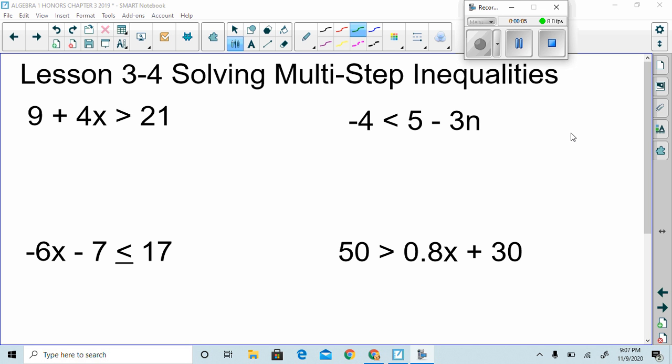The next part to solving inequalities will be the multi-steps. We're going to solve multi-step inequalities the same way we solved multi-step equations. So let's get started. In our first problem, we'll start by subtracting 9 on both sides. Go ahead and start the problem, and let's see how you did.